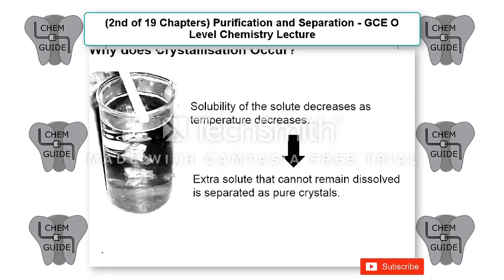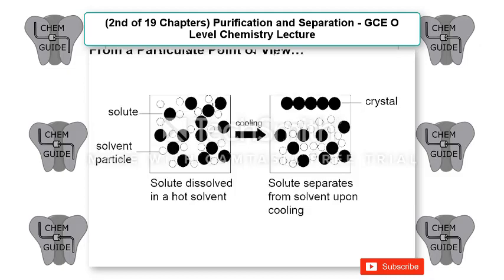Okay, so this was explained earlier. Basically, to summarize it: the solubility decreases as temperature decreases, so whatever cannot remain dissolved will come out as crystals. The same picture here. My solvent, you can take this as the water molecules. This is the dissolved substance. As the solvent particles come closer and closer together, there's less space for the solute, so they all come out and they cluster together to form the crystal.